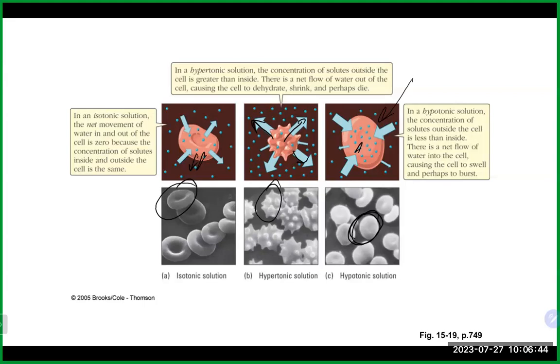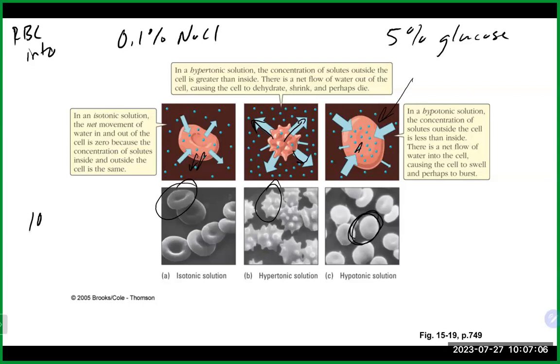So let's take a look at a few here. Let's say we put our red blood cell into these different solutions. Let's do 0.1% sodium chloride. Let's do 5% glucose. Let's do 10% glucose. Let's put it into pure water.